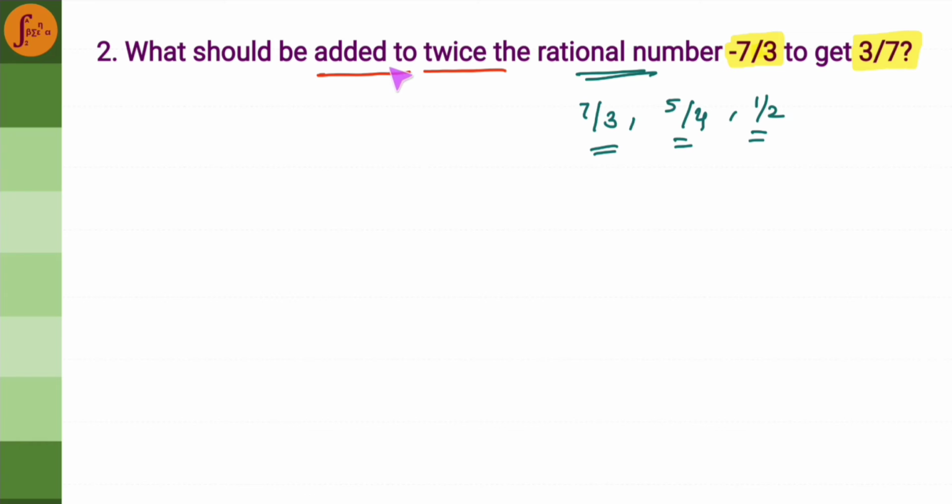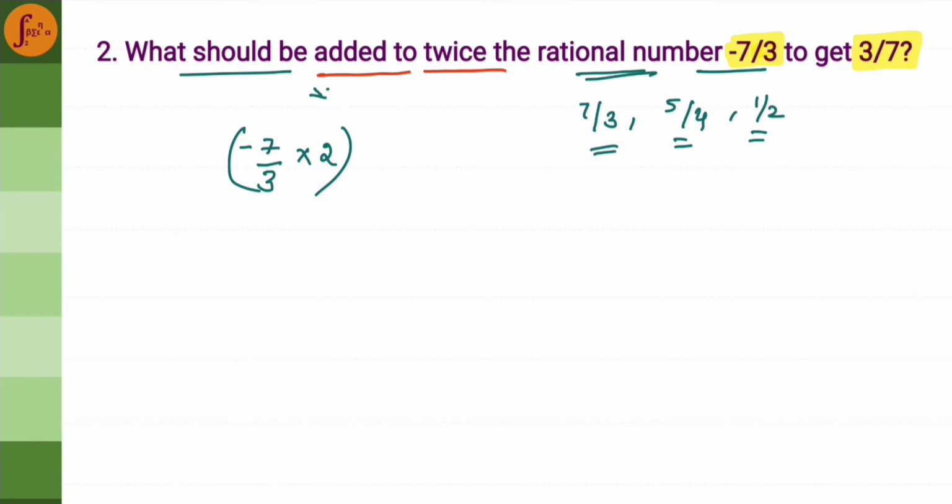What should be added to twice the rational number? Twice the rational number. So this is the rational number, minus 7 by 3 is the rational number. Twice of it, that is into 2. Twice means into 2. Now what should be added to this? What should be added to twice the rational number minus 7 by 3? We don't know what should be added.